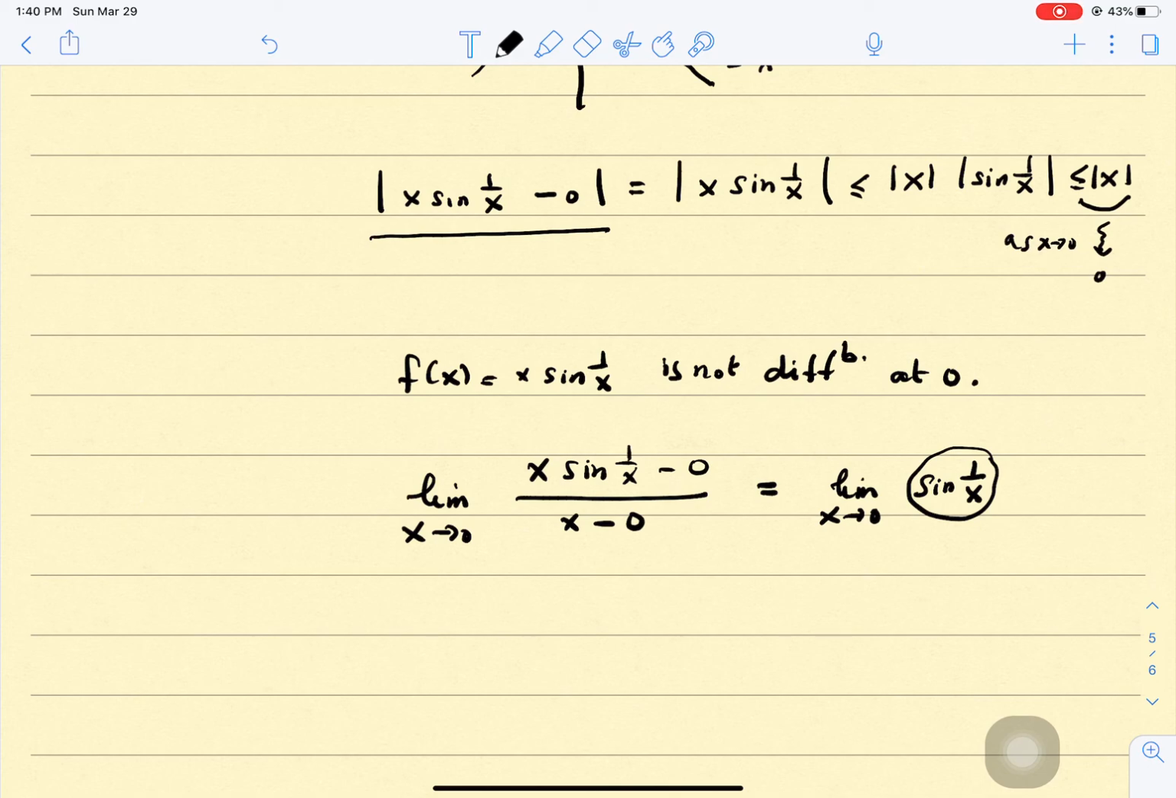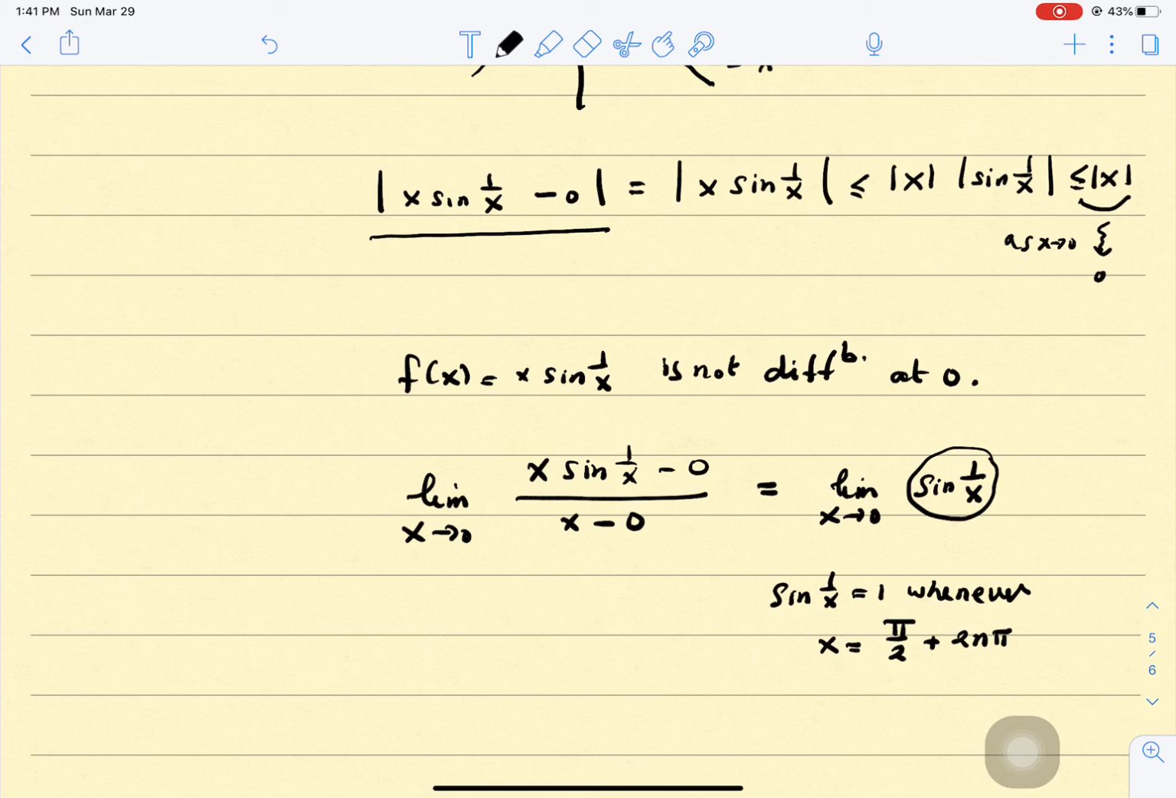For instance, if x is equal to 1 over pi over 2, then the sine of 1 over x is equal to sine of pi over 2, which is equal to 1. But that keeps happening. Okay? That's not just for pi over 2. The sine of 1 over x is equal to 1 whenever x is equal to 1 over pi over 2 plus 2n pi. So when x is 1 over pi over 2 plus 2n pi, then the sine of 1 over x is equal to 1. And that x is approaching 0 as n goes to infinity.